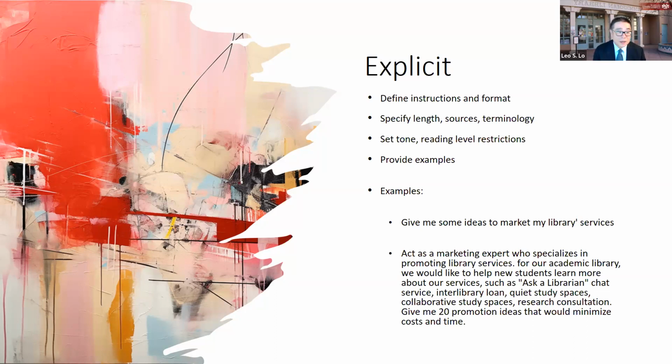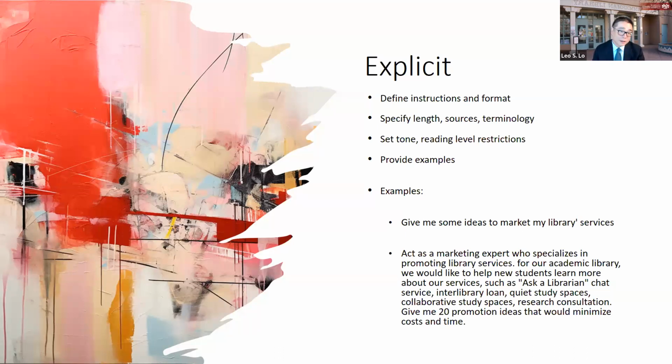So for instance, in the first example, give me some ideas to market my library services. So the request is broad, but we can make it more explicit. The second example details not only the type of ideas needed, promotional ideas, but also specifies the target audience, new students, and the features of the library that should be highlighted, and the constraints, minimizing costs and time.